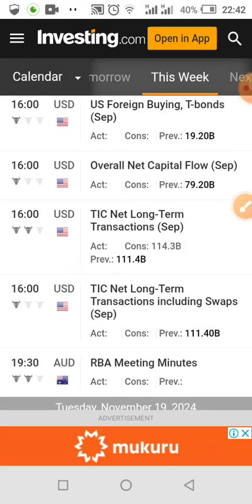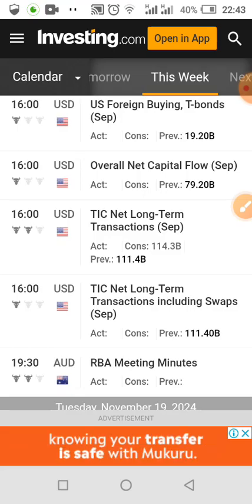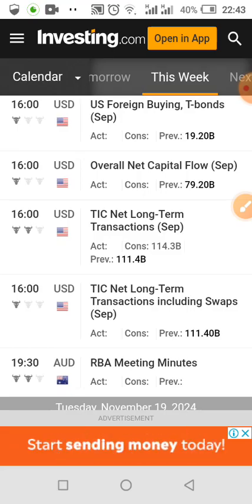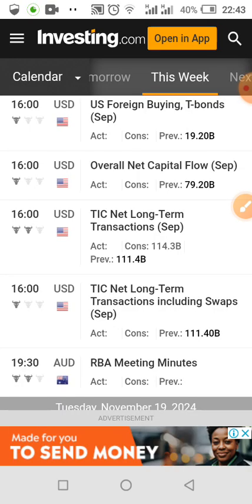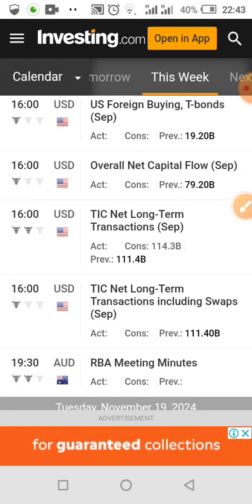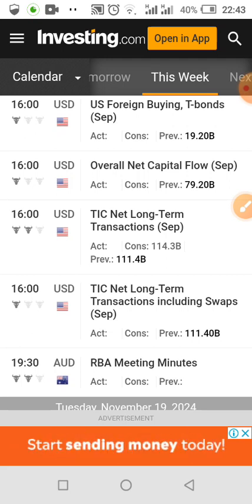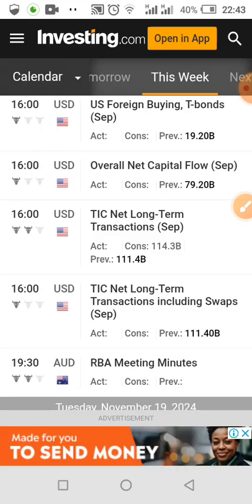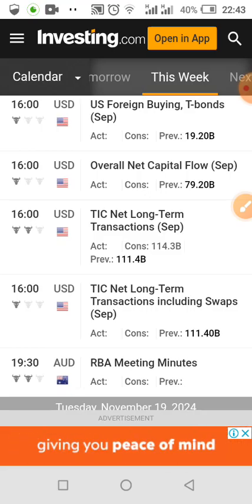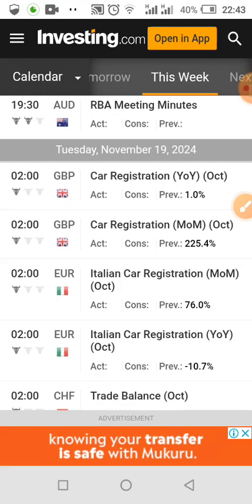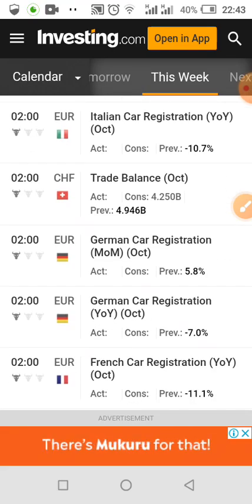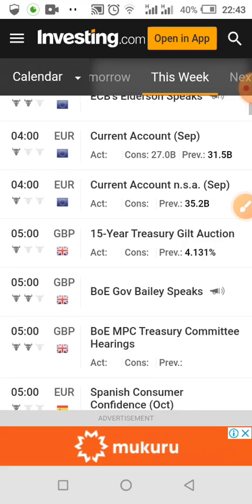Sometimes you may see a few times where there will be a high impact news event here on investing.com with 3 bulls, but on forexfactory.com it will be listed as a medium impact event with an orange folder. So for me, I'll just consider that event as a high impact event if any one of the 2 websites lists it as a high impact news event.